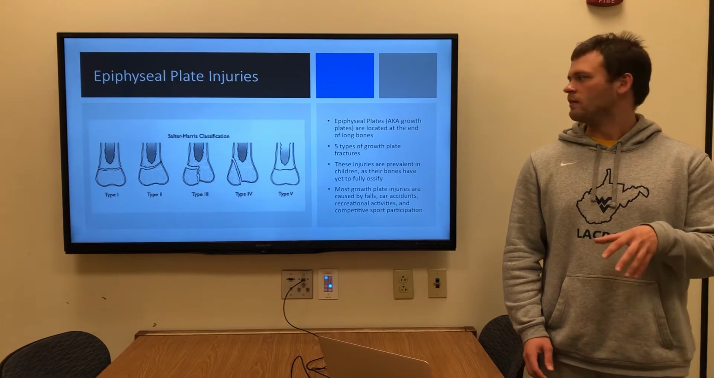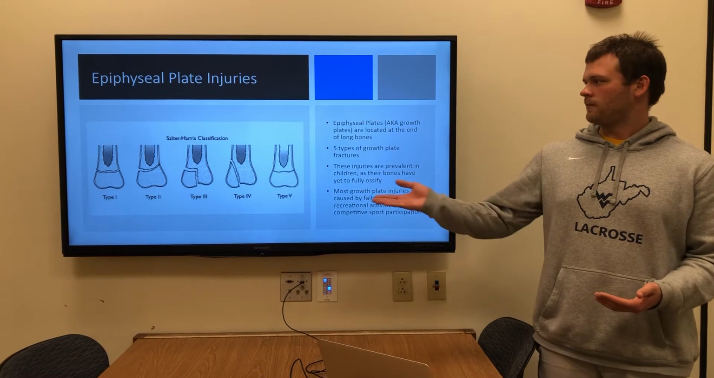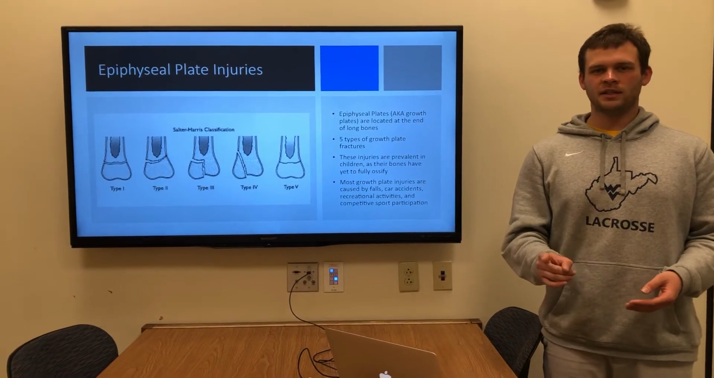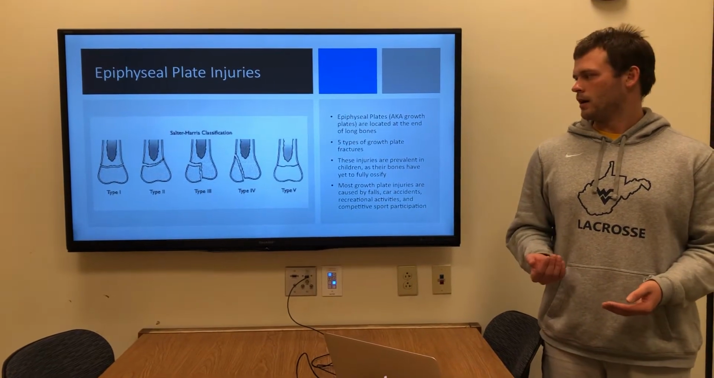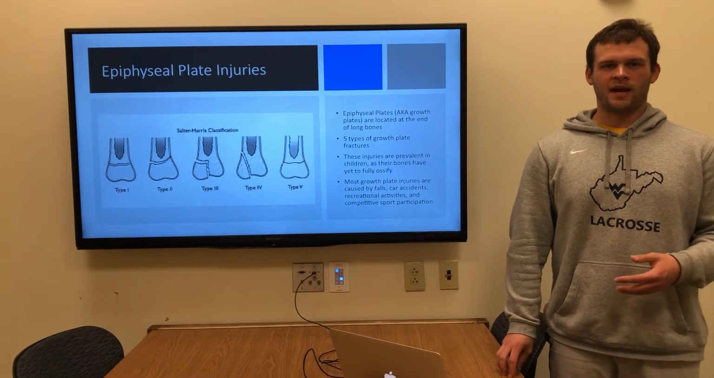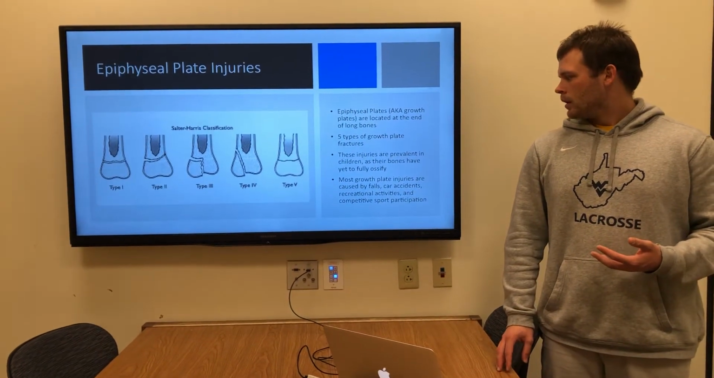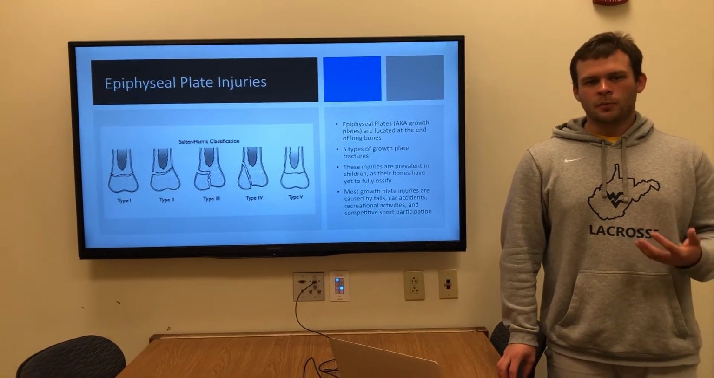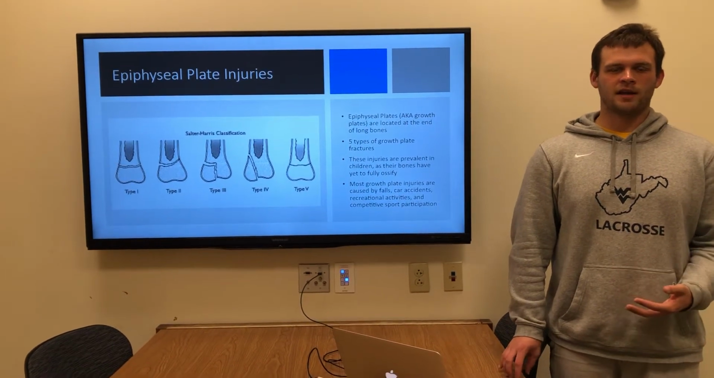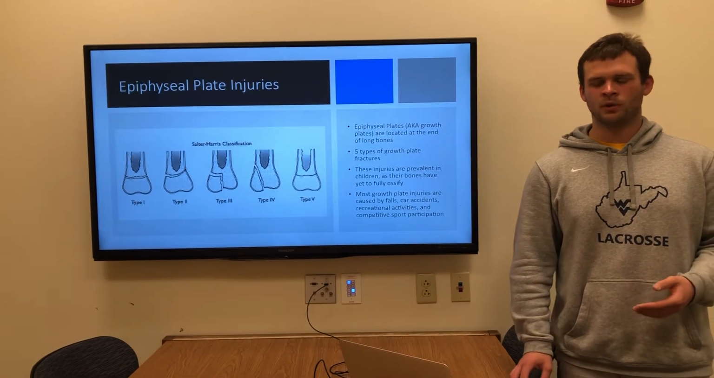from an acute event. There are 5 different types of growth plate injuries as classified by the Salter-Harris classification scale shown here. Type 1 is the least severe, and they progress in severity all the way up to type 5. So the type of the actual fracture affects the treatment and recovery protocol that will ensue. And again, most growth plate injuries are caused by collisions, falls, car accidents, participation in recreational activities, and participation in competitive sports.